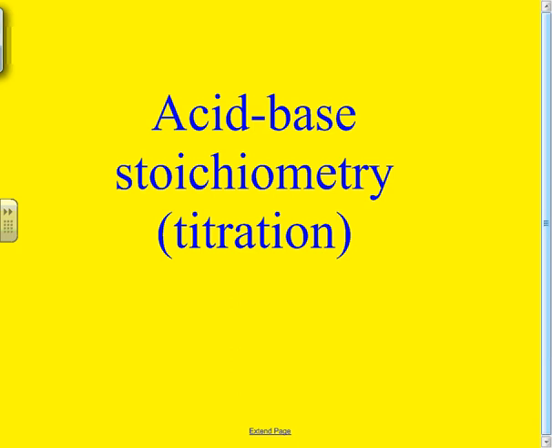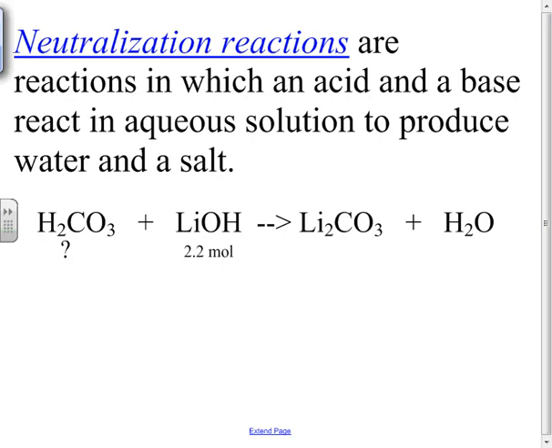This lesson is on acid-base stoichiometry, most commonly associated with titration. All acid-base stoichiometry is going to be based on neutralization reactions. In neutralization reactions, you have an acid reacting with a base, and it's going to produce water and a salt. For example, carbonic acid and lithium hydroxide produce the salt, lithium carbonate, and water.